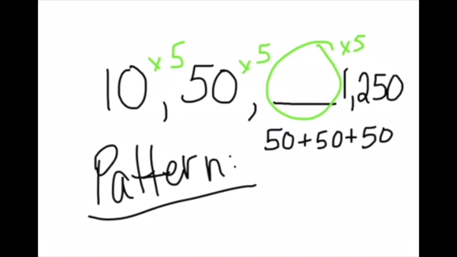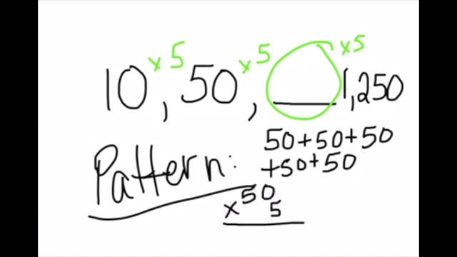So 50 times 5, I could have done this with repeated addition, as we know. 50 plus 50 plus 50 plus 50 plus 50. Or I could have done 50 times 5. And we have not learned it this way yet, but eventually in 4th grade you will learn how to multiply bigger numbers in a lot faster way with the algorithm. So I'll show you the faster way first.